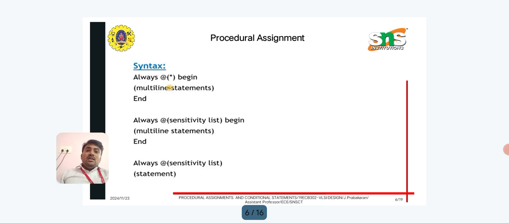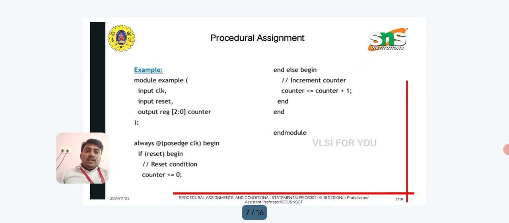That is always at star begin. If we have multiple lines, you can use multiple line statements, starting with begin and ending with end. This is the syntax for the always at block, and one example for the always at block: always at positive edge clock, and if we have multiple lines, begin and end.